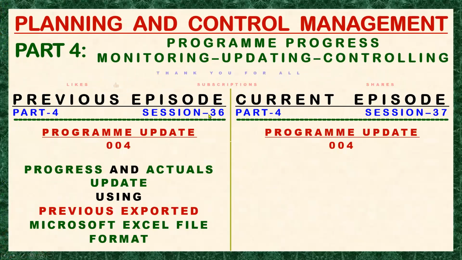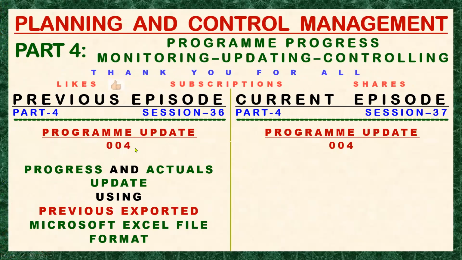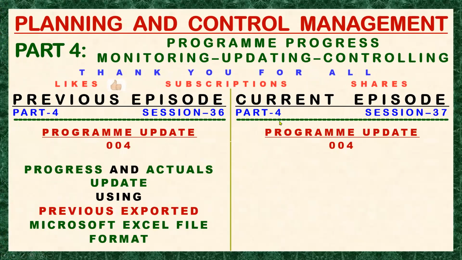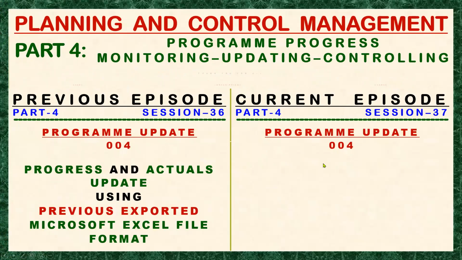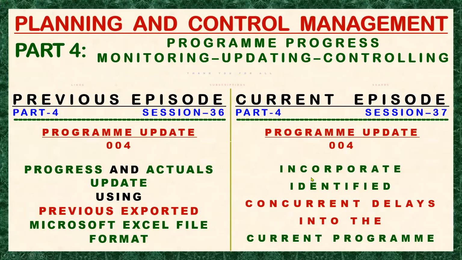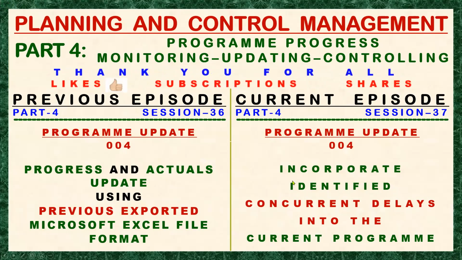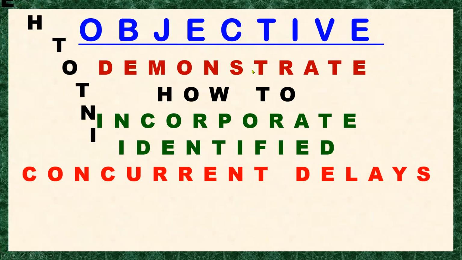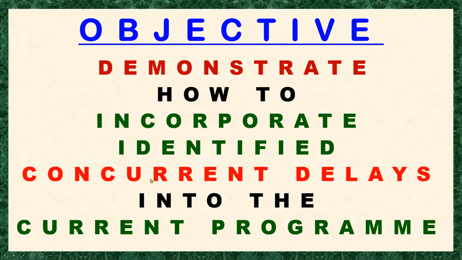Our previous episode was part 4, session 36, program update 004: progress and actuals update using previous exported Microsoft Excel file format. Our current episode is part 4, session 37, program update 004 also, but this one is specific to incorporating identified concurrent delays into the current program. Our objective here is to demonstrate how to incorporate identified concurrent delays into the current program.